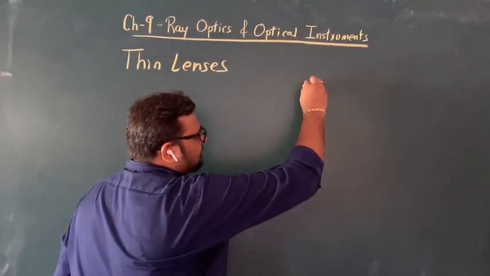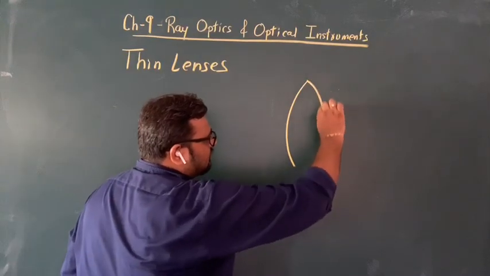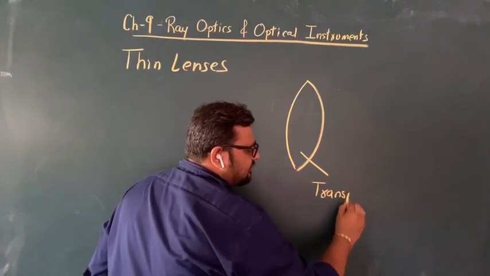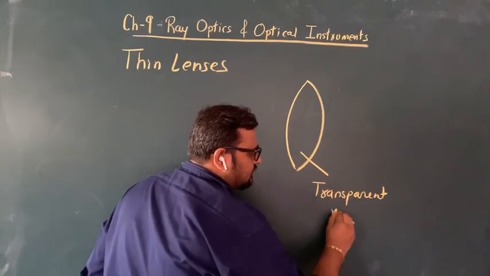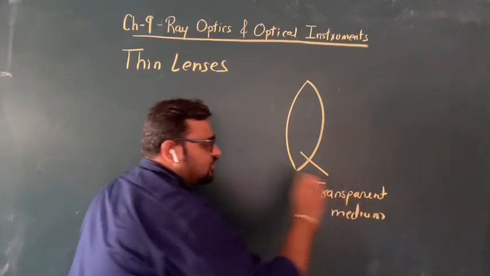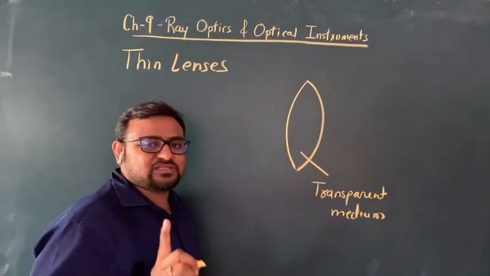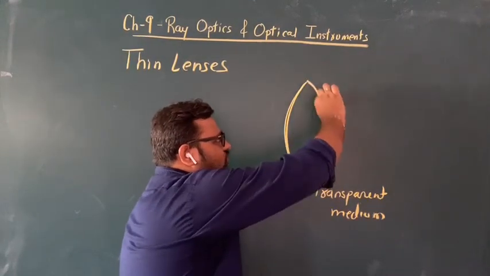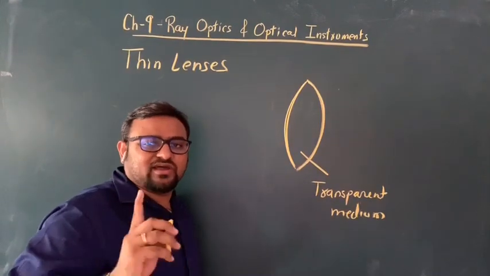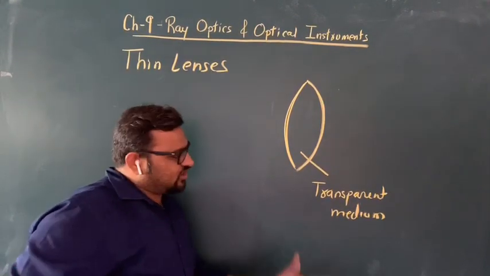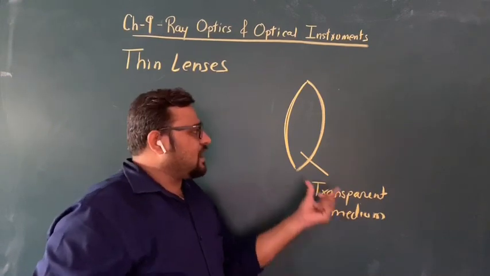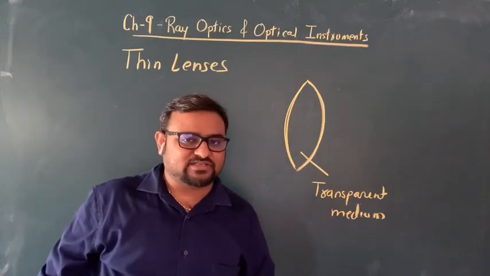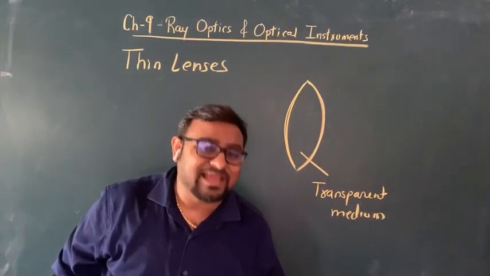See here, this is a transparent medium. You can see here that it is bounded by two curved surfaces, 1 and 2. These are the two curved refracting surfaces. So a transparent medium bounded by two curved refracting surfaces is called a lens.